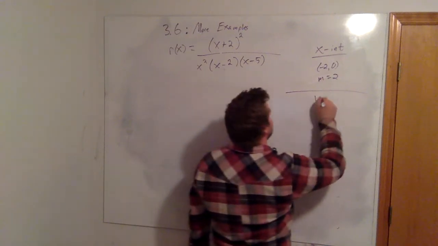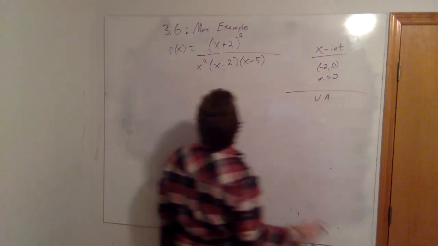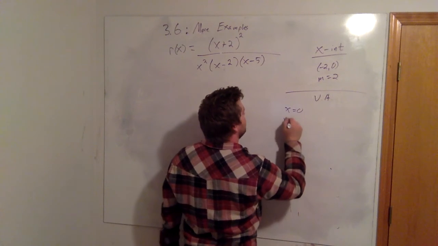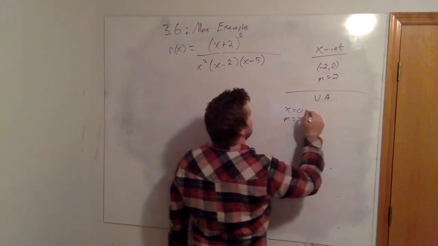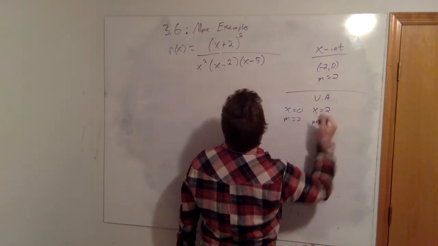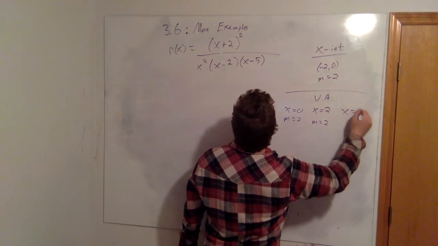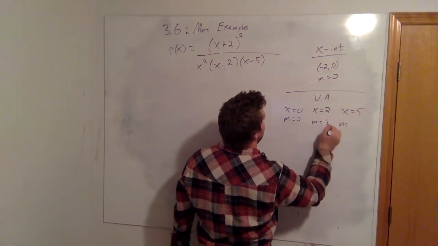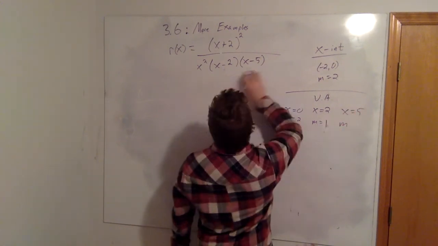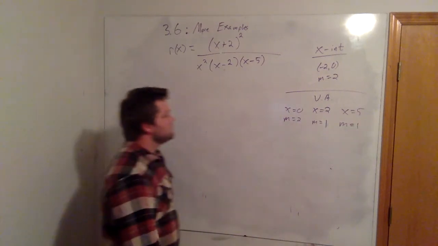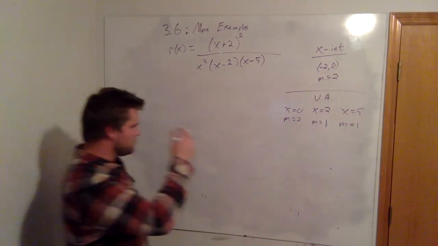Let's look at our vertical asymptotes. We have a vertical asymptote at x equals 0, and it has a multiplicity of 2. I also have one at x equals 2, and it has a multiplicity of 2. I also have an asymptote at x equals 5, and the multiplicity is 1. So those are the vertical asymptotes and their multiplicities.